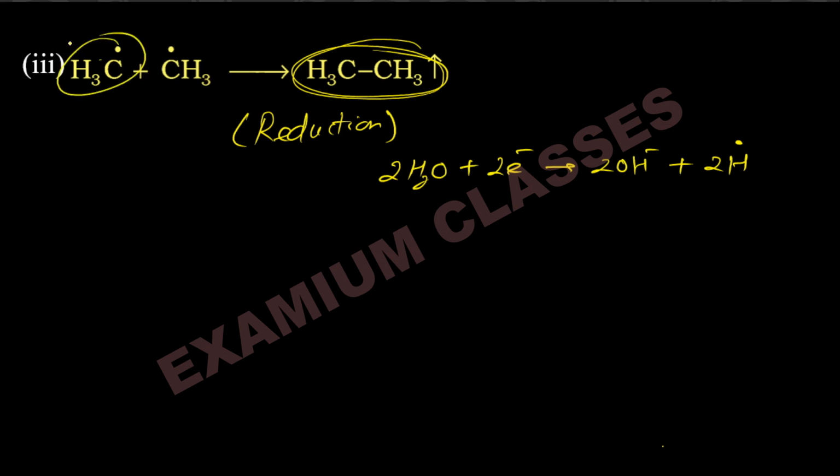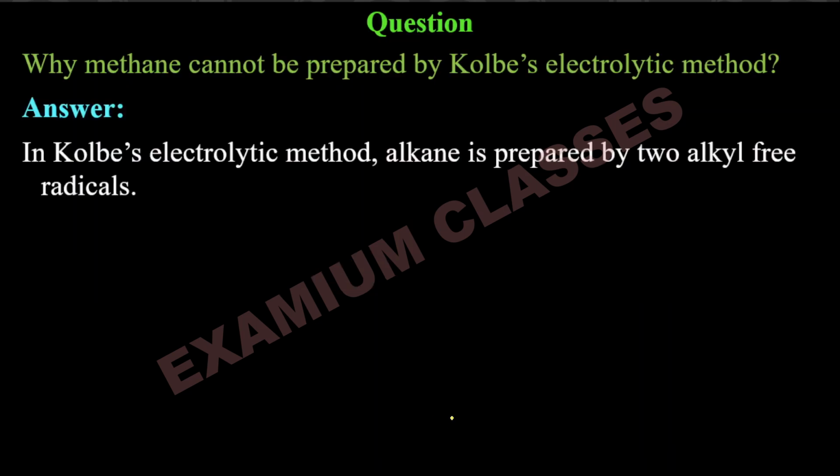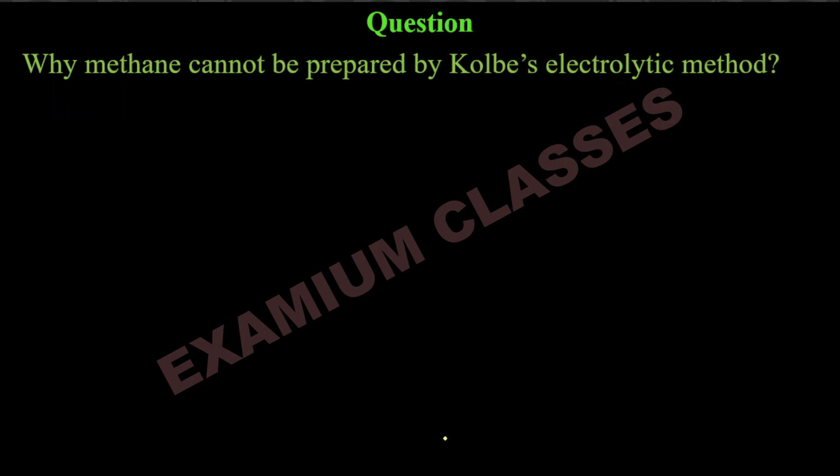After the methyl free radical, the other free radical will be CH3CH2. This is the free radical. So when CH3CH2 combines with another CH3CH2 free radical, they will produce butane. So after ethane, only butane. You can't produce propane. So that is the reason. In the Kolbe electrolytic method, alkane is prepared by two alkyl free radicals. That's why. Now the question is, why methane cannot be prepared?